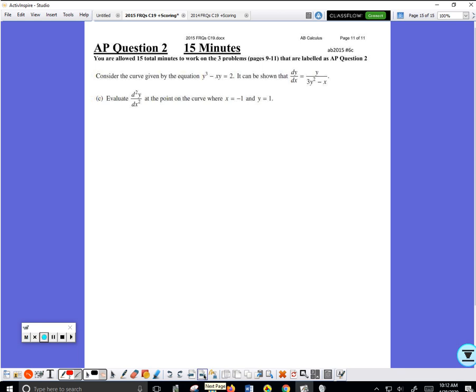Evaluate the second derivative on the curve where x is -1 and y is 1. So I need to find the second derivative. Again, can't use my calculator because of the x and the y. So here we go. So we take the second derivative. We have to use the quotient rule.